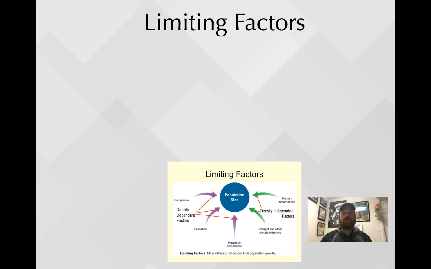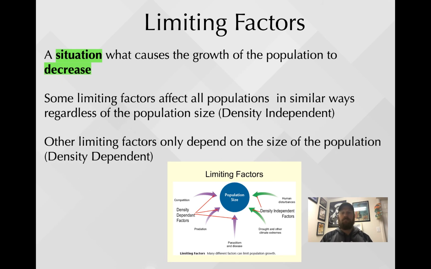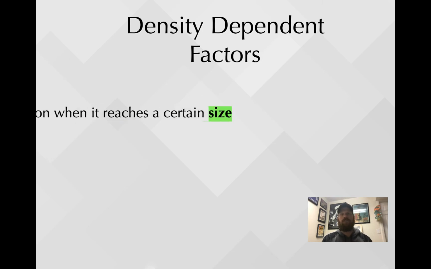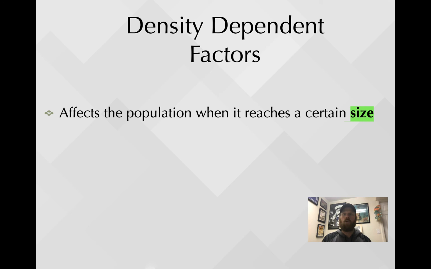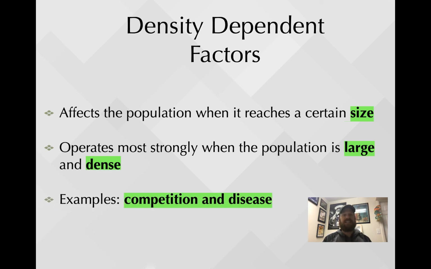Limiting factors are situations that cause the growth of a population to decrease. As described in the video, some limiting factors are density independent, meaning they affect the population of organisms in similar ways regardless of the size of the population. Density-dependent limiting factors only rely on the size of the population. Density-dependent factors start to affect a population once their numbers grow too large. These factors are more intense when the population is large and spread over a small area. One example of a density-dependent factor is competition. Competition for food, water, and habitat.